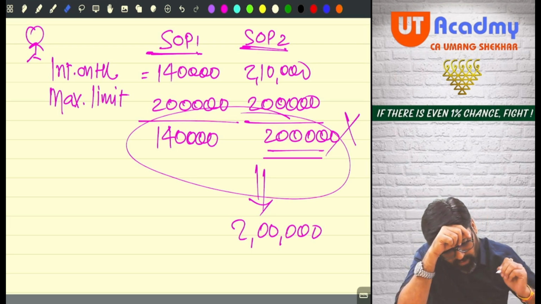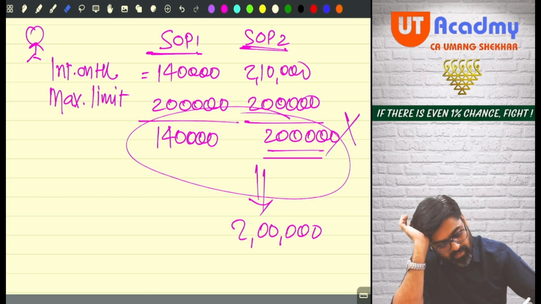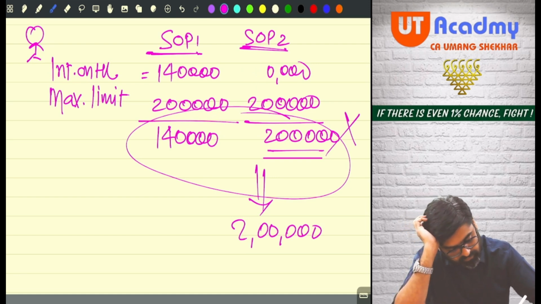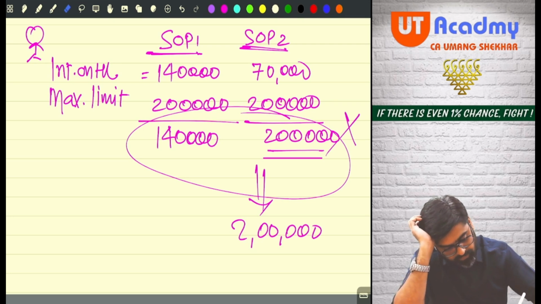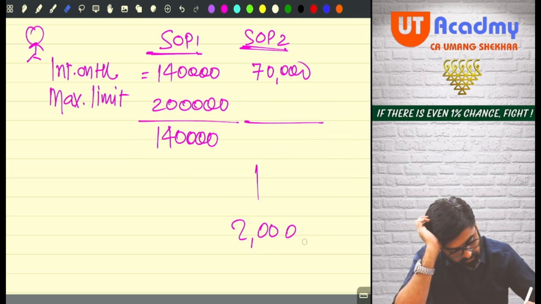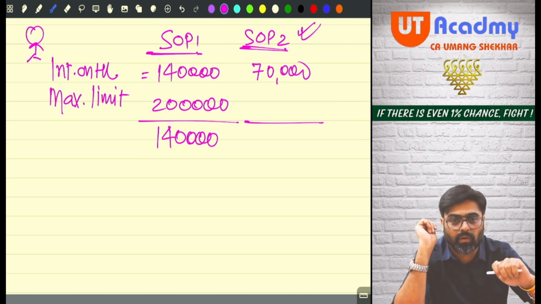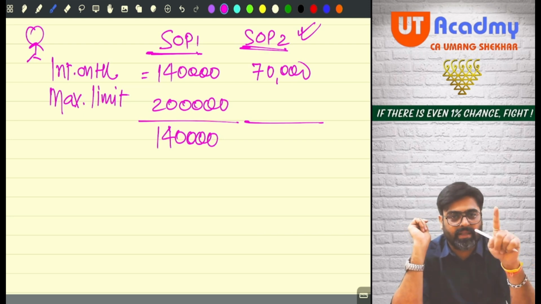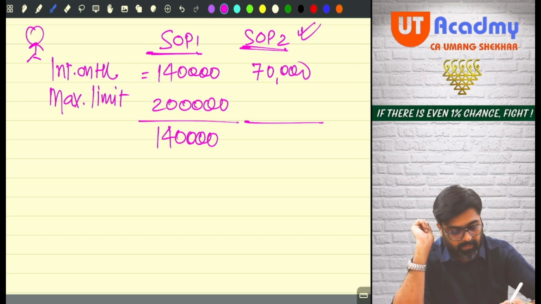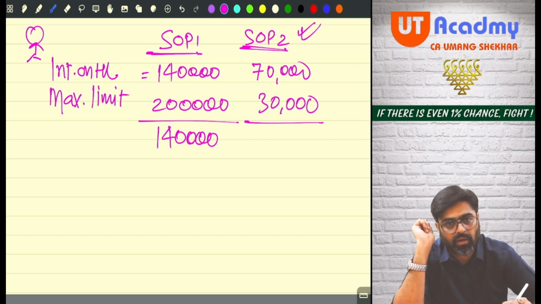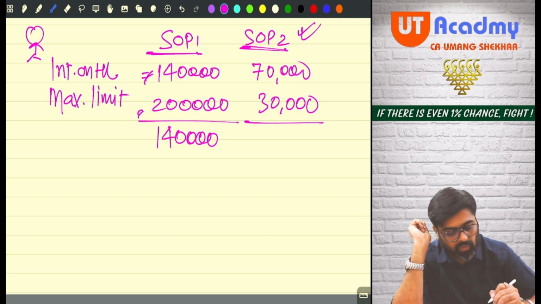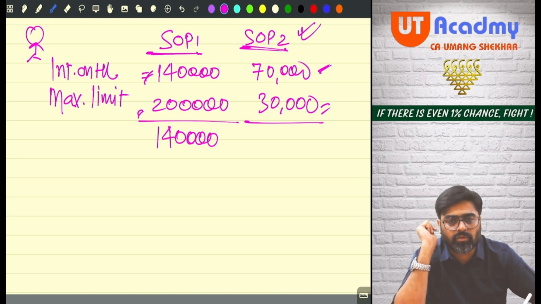What if here it was 1,40,000, here it is 70,000. Okay. For SOP 2, you took a repairing loan to repair the house property. So here for this 70, the limit applicable will not be 2 lakh, limit applicable will be 30,000. Sure? So tell me, 1,40,000 or 2 lakh, whichever is lower, 1,40,000. And here 70 or 30, whichever is lower, 30.